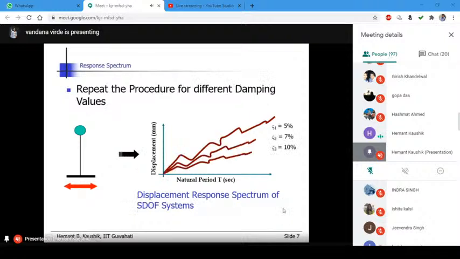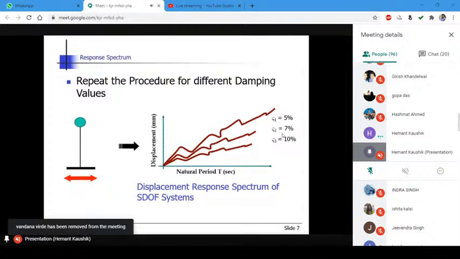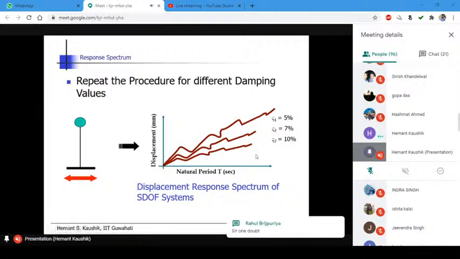Now if you want to change the damping, you have to redo all those calculations by considering different values of damping. So 5%, 10%, 7%, right? That is the variation in that same displacement response spectrum, and that is what is shown. Remember, this is the maximum response only. We are not worried about the displacement response at any particular instance, but for that structure, what is the maximum displacement? One structure is represented by one natural period of vibration. That is how we generate the response spectrum.